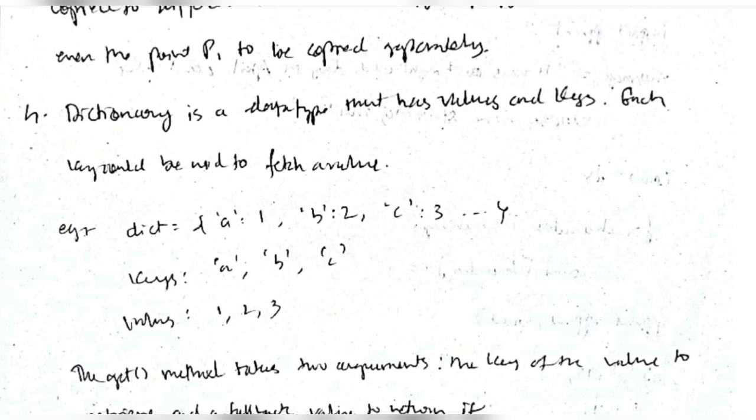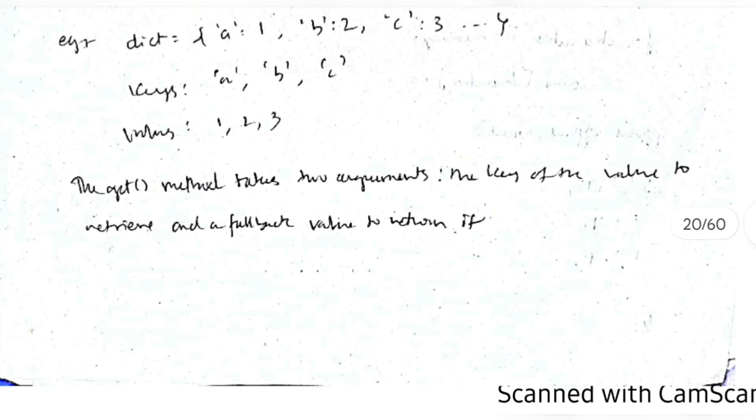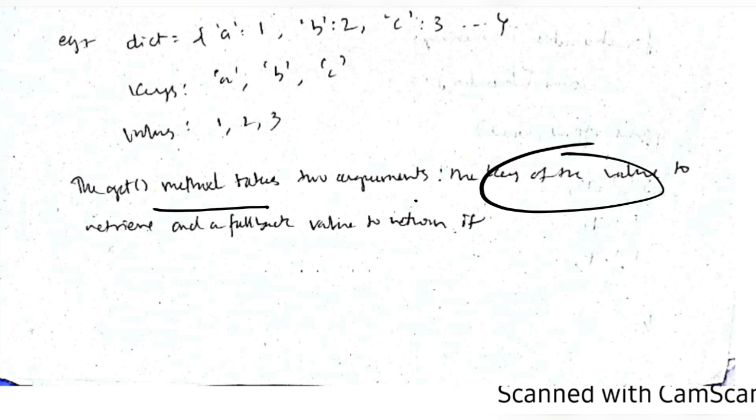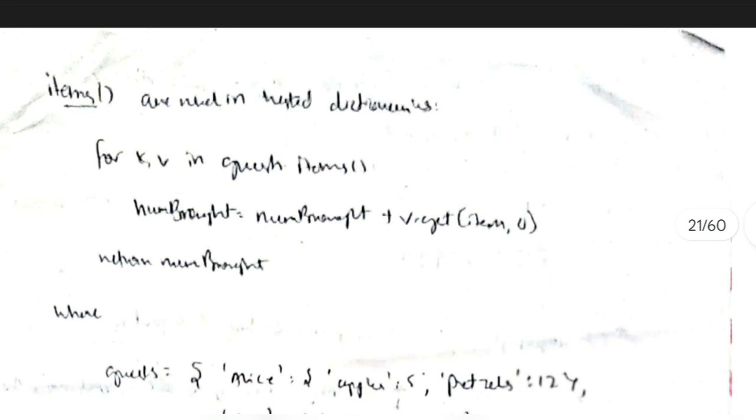So we have been asked to define keys, which is this one, and values, and after that we have to write the get method also. The get method takes two arguments: the key of the value to retrieve, and also a fallback value to return if it's not present. So what we have here is the place where we use the get method.